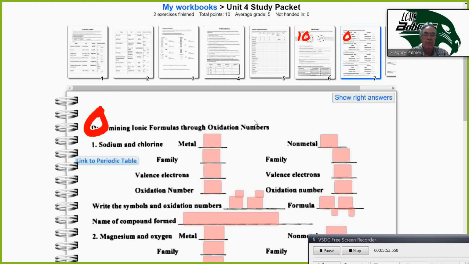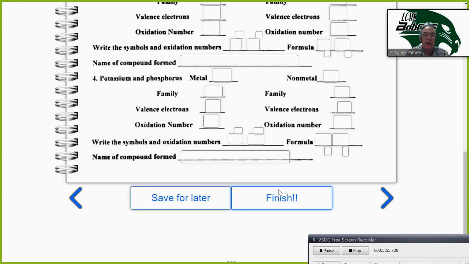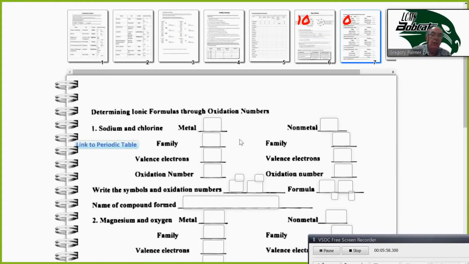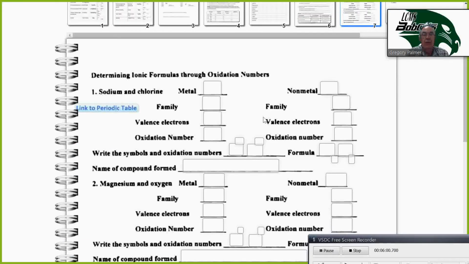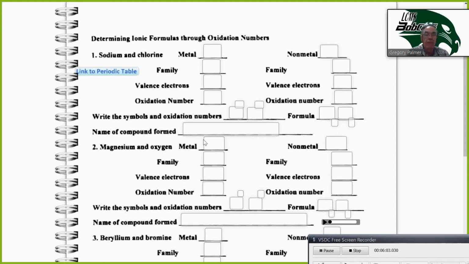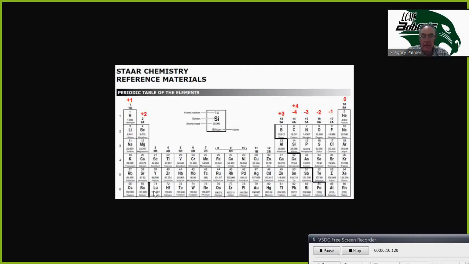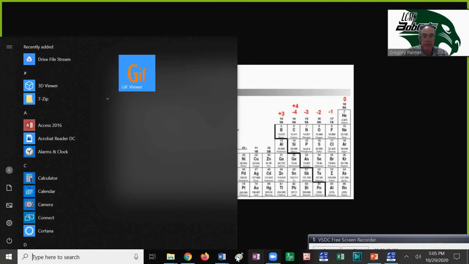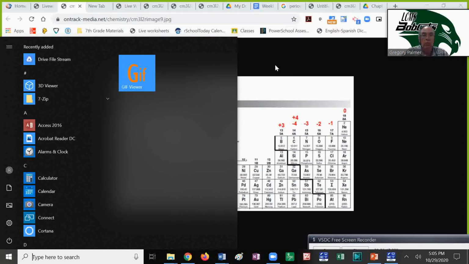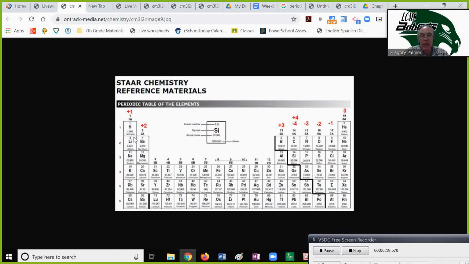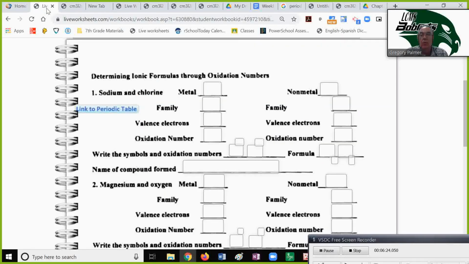Now, on this page, I ask you to take a look and use the oxidation numbers to name some compounds and come up with the formulas. I put a link here to the periodic table, and you can see the oxidation numbers for the different families. So this will be useful as we do this sheet.